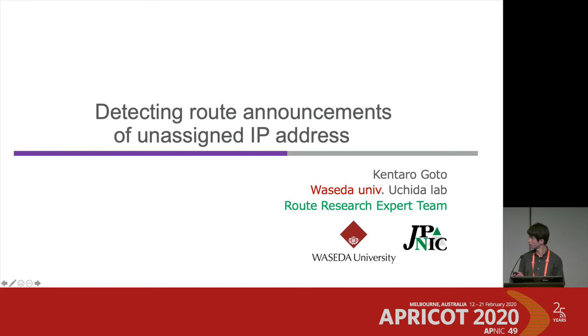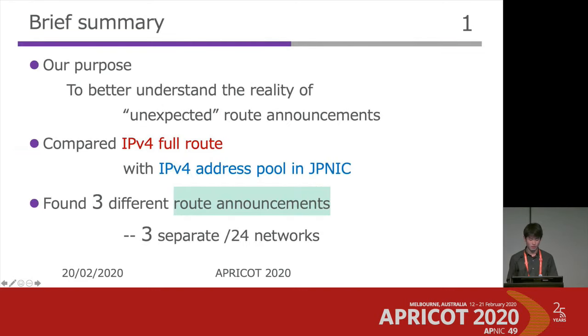Here's a brief summary of my presentation. Our purpose is to better understand the reality of unexpected route announcements. What we did was simply compare IPv4 routes with the IPv4 address pool in JPNIC. As a result, we found three different route announcements, which are in detail through separate /24 networks.